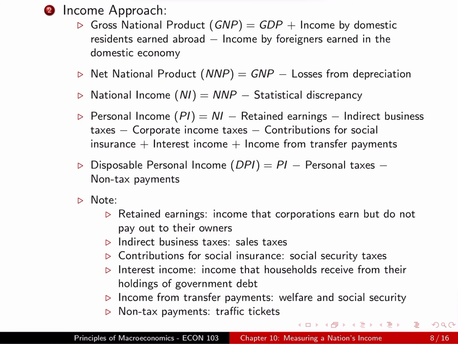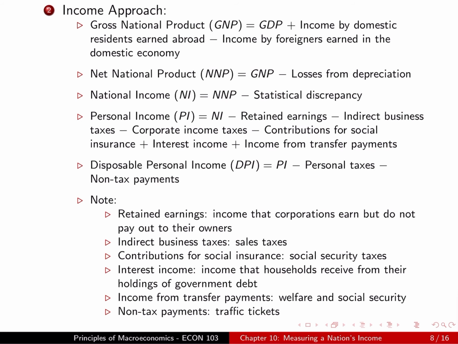We can also calculate GDP and related measures using the income approach. Here is how it works. Gross National Product, GNP, equals GDP plus income by domestic residents earned abroad minus income by foreigners earned in the domestic economy. Net National Product, NNP, equals GNP minus losses from depreciation. National Income, NI, equals NNP minus statistical discrepancy.